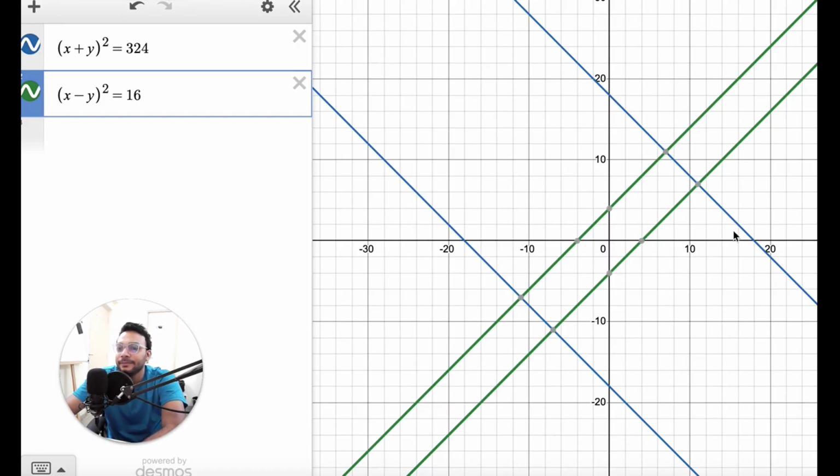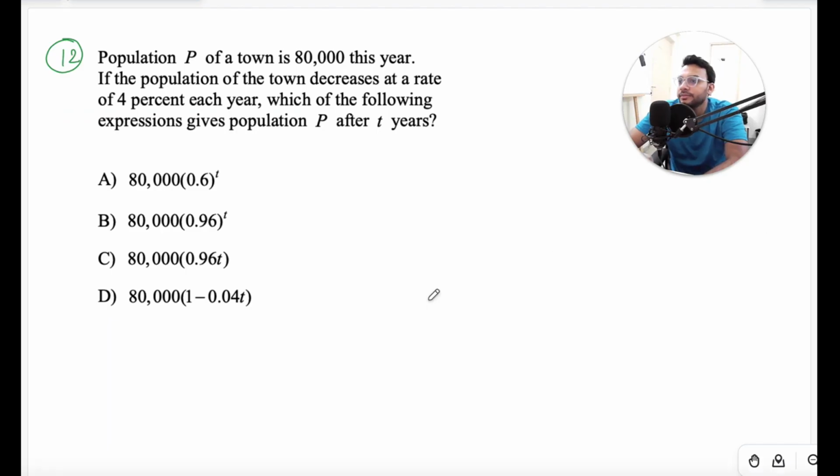Okay, let's go ahead. Question number 12. Population P of a town is 80,000 this year. If the population of the town decreases at a rate of 4% each year, which of the following expressions gives the population P after t years? So basically the population of this town can be represented using an exponential function. The initial value is 80,000. Each of those t years sees a 4% decrease.